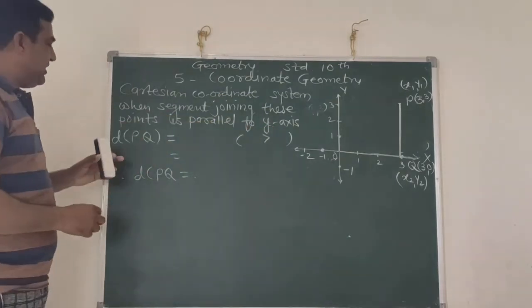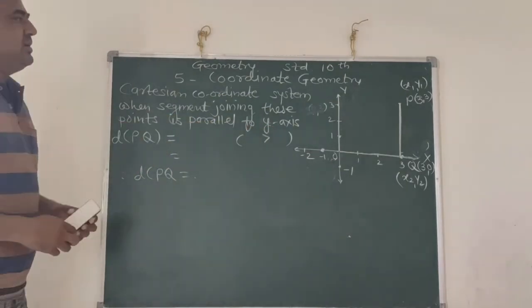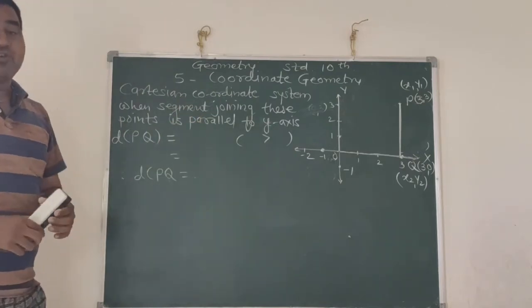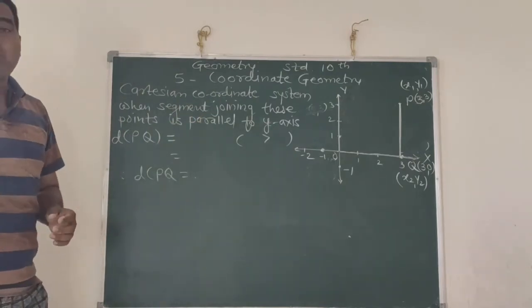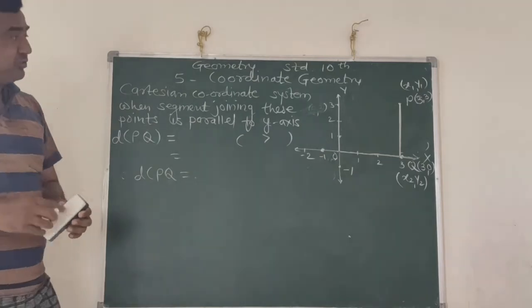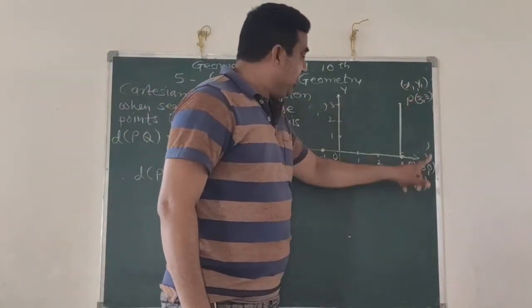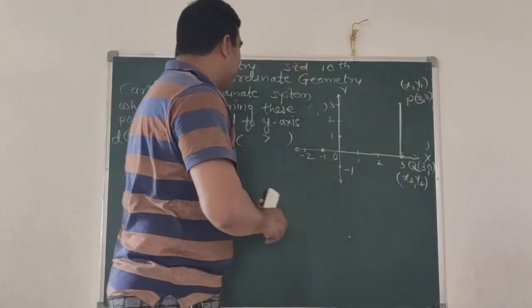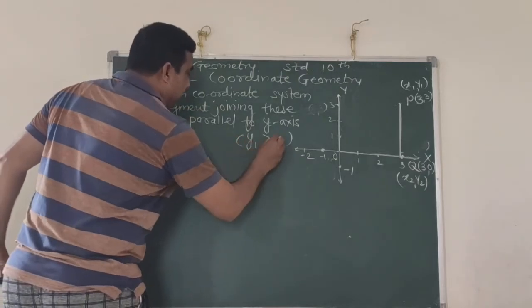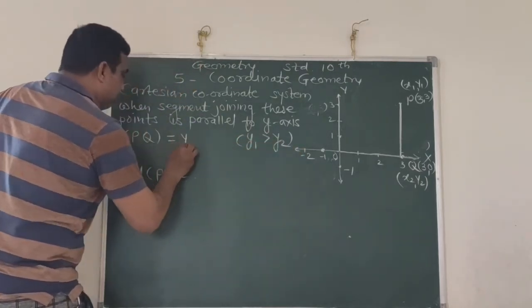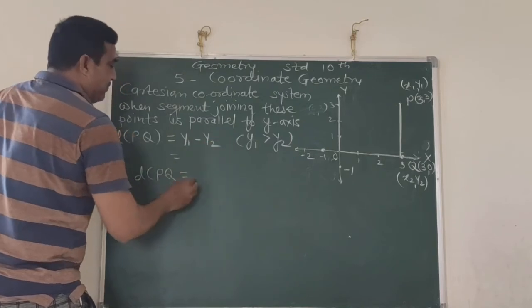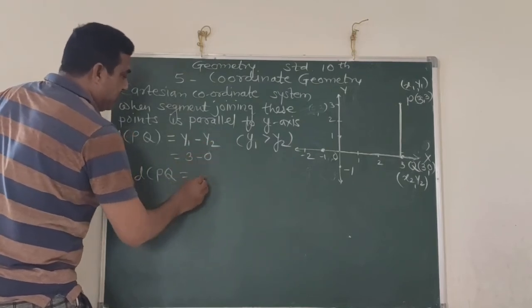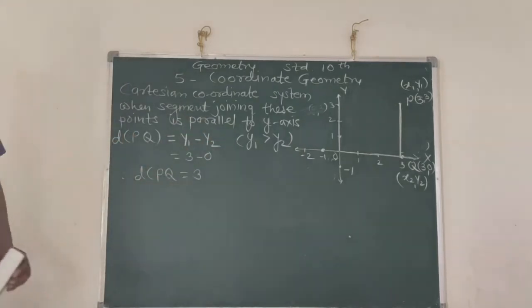So if you want to find the distance between these points, then you have to check only the y coordinate, and from the greater y coordinate you have to subtract the smaller y coordinate. Now check, y1 is 3, y2 is 0. So here y1 is greater than y2, so that will be y1 minus y2. 3 minus 0, that will be 3.